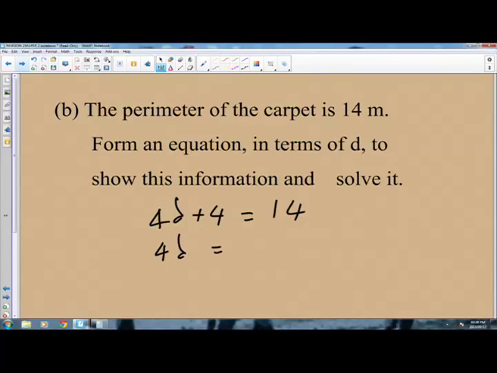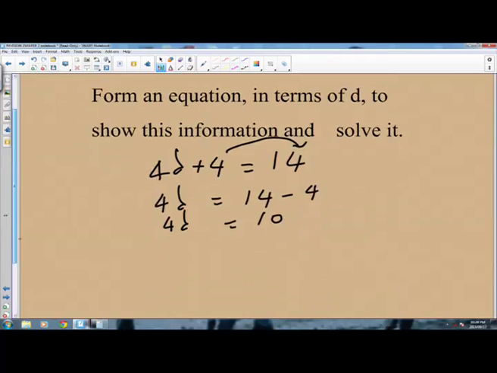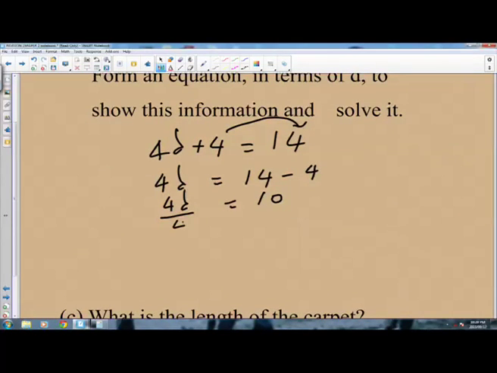4d will be equal to 14 minus 4, because the 4 here is positive. When we take it to the other side of the equal sign, it becomes negative. So this will be 14 minus 4, and then this will mean 4d is equal to 10. And then let's divide both sides by 4. So d will be equal to 10 divided by 4, which is 2 remainder 2 over 4, which is equal to 2.5. So d is equal to 2.5. This is the value of our d.